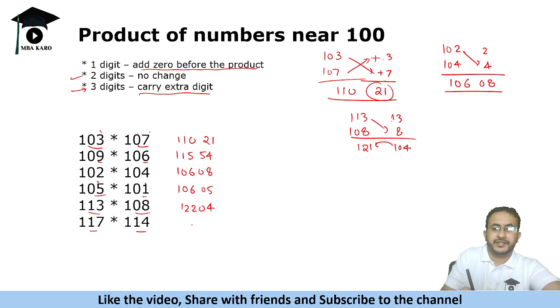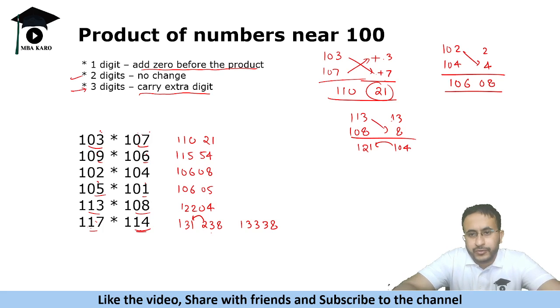17 into 14. 17 into 14 is 238. You will have to remember the table of 14 or 17. So 14 sevens are 98, 9 carries, 14 plus 9 is 23, and this is 117 plus 14 is 131. Now this is that extra digit, so we will take this carry here, so we will get 13338. In order to do these calculations, you do not need any book. Just think of random numbers near 100 and try multiplying them and practice with some numbers. You will become an expert instantly.